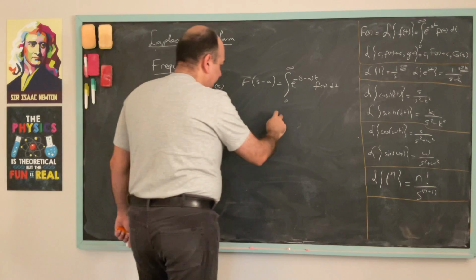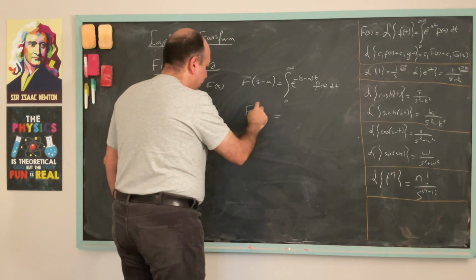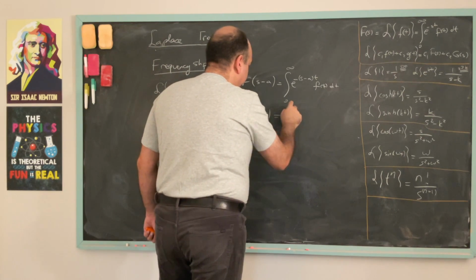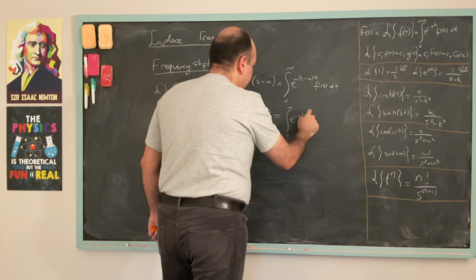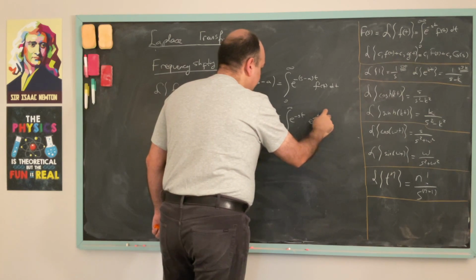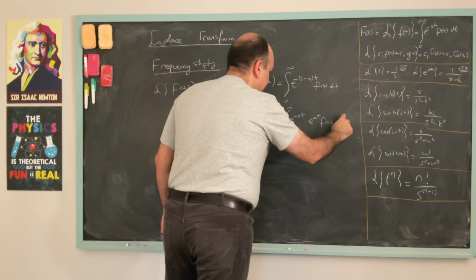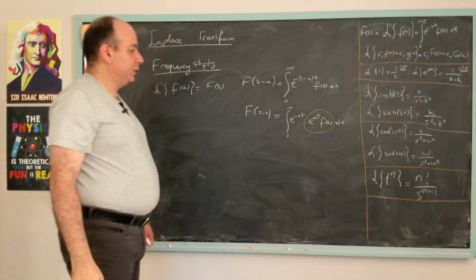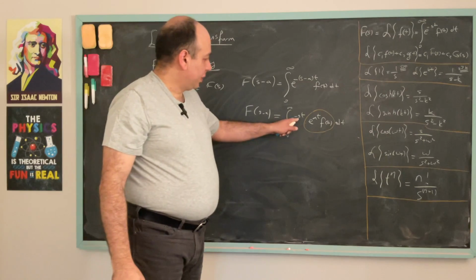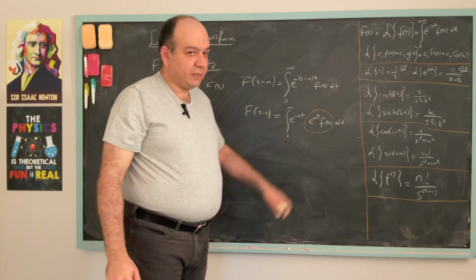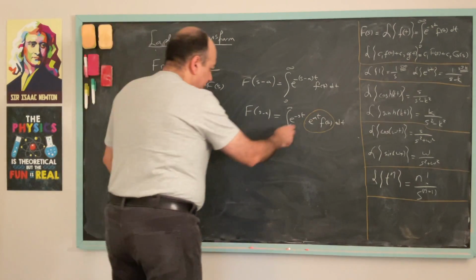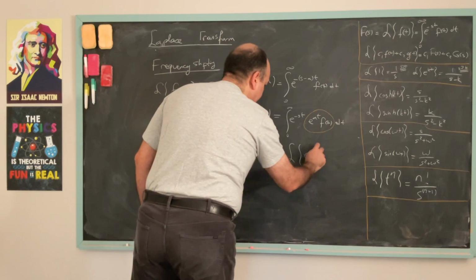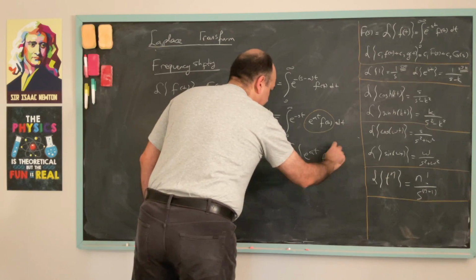Okay, so I can write it in a slightly different way. It's going to be the integral from 0 to infinity of e to the minus st times e to the at f of t dt. So you see, I have a function in front of e to the minus st, which is e to the at times f of t. But this whole thing here is nothing but the Laplace transform of e to the at f of t.